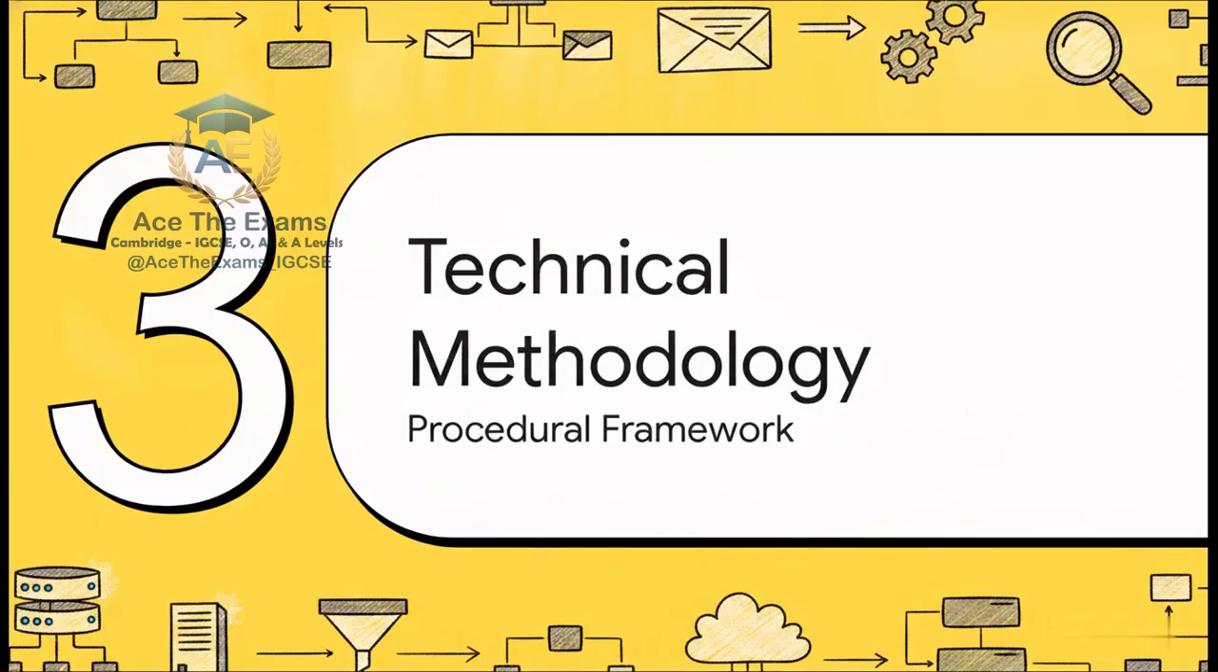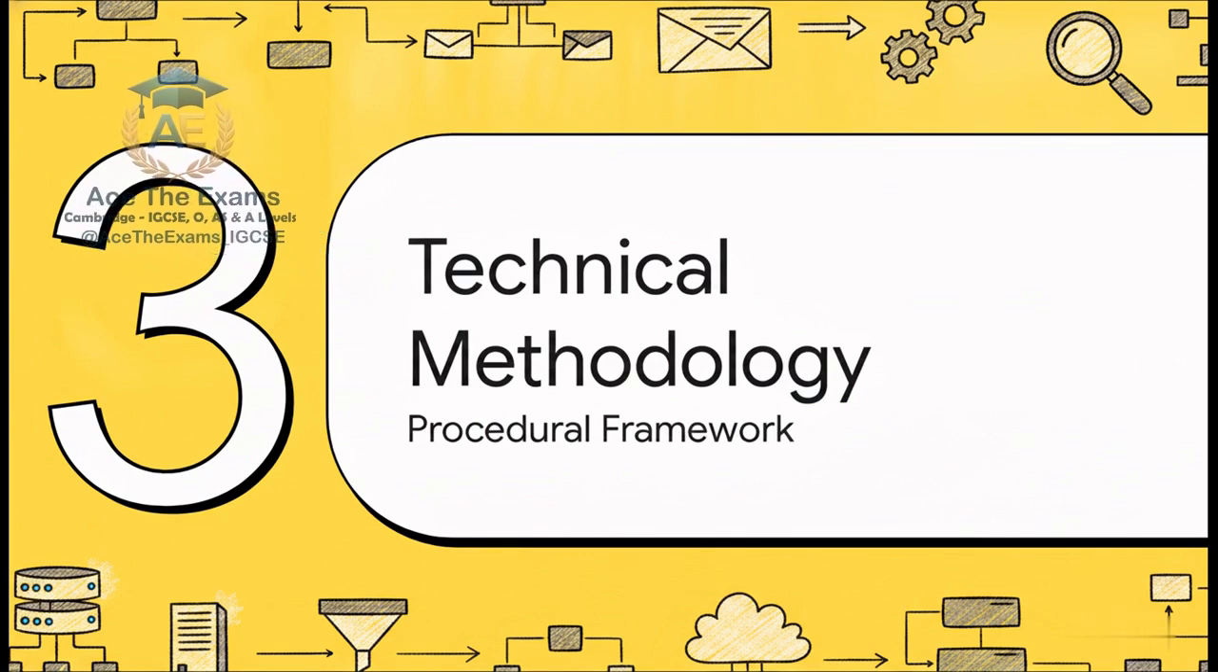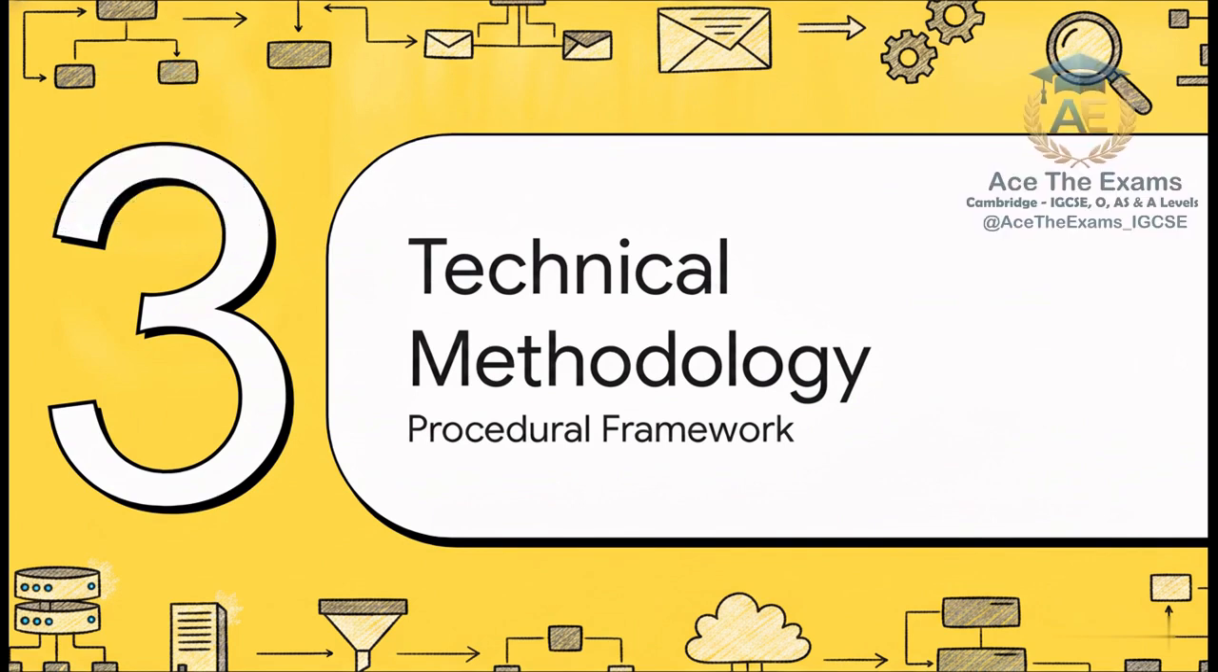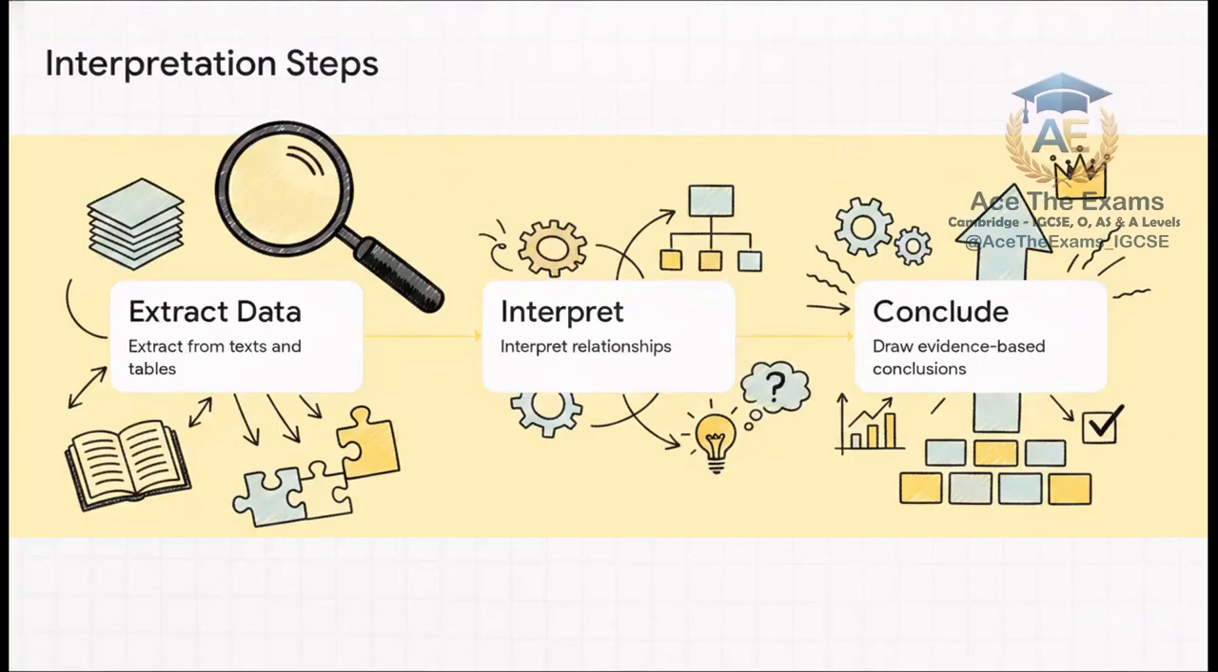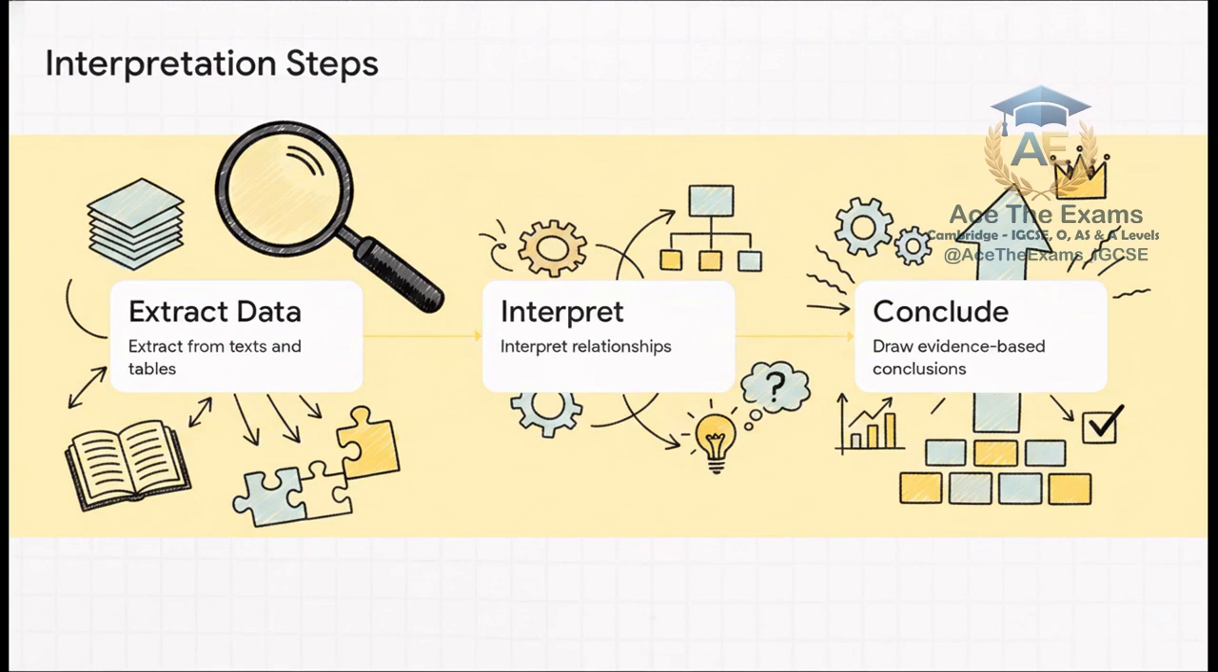Now that we actually understand the theory and the mindset required, let's move to the actual procedural frameworks for actively extracting and interpreting data. This is Section 3, the technical methodology. This is where we start turning red pen marks into green check marks. To successfully interpret data in this section, you must rigorously follow this methodology.